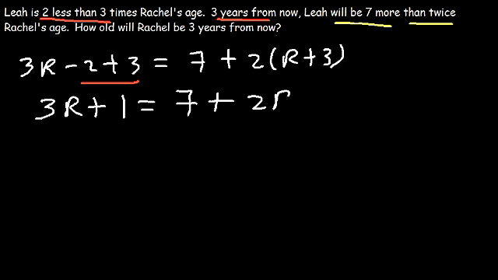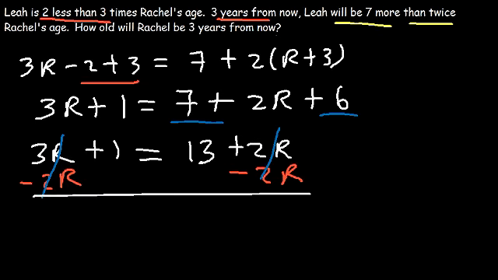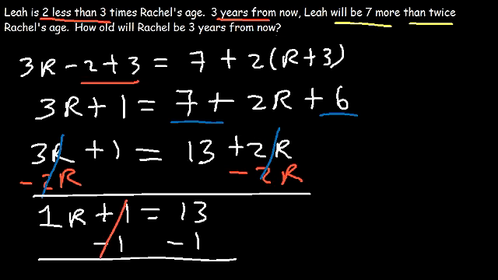2 times r is 2r. 2 times 3 is 6. Now let's combine like terms. 7 plus 6 is 13. In our next step, let's subtract 2r from both sides. So what we have left over, 3r minus 2r is 1r. So 1r plus 1 is equal to 13. Now let's subtract both sides by 1. So r is 13 minus 1, which is 12.